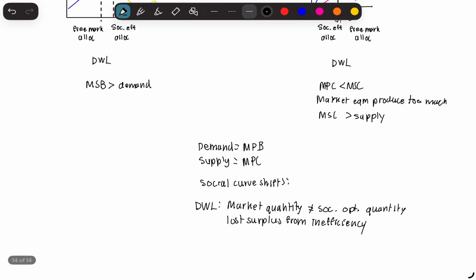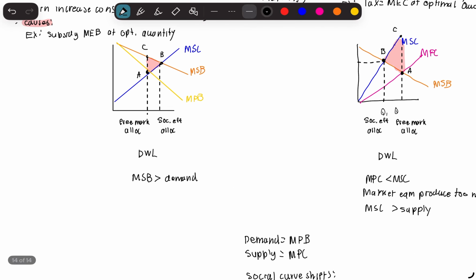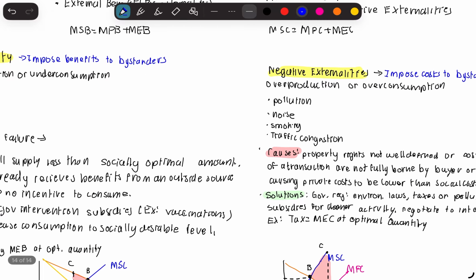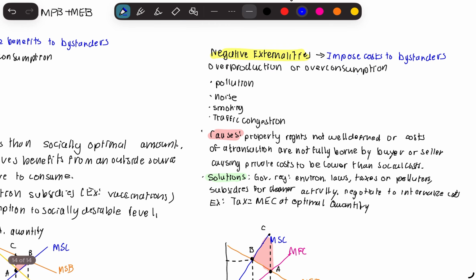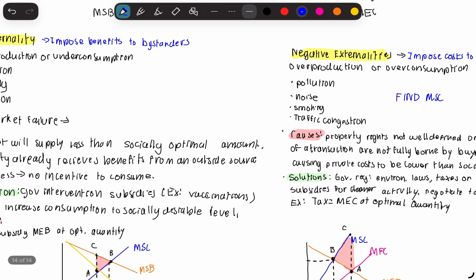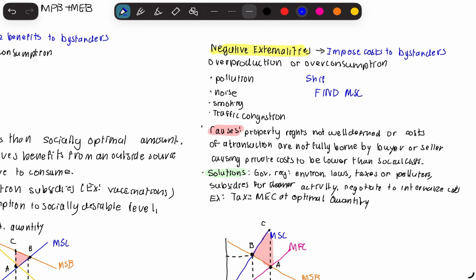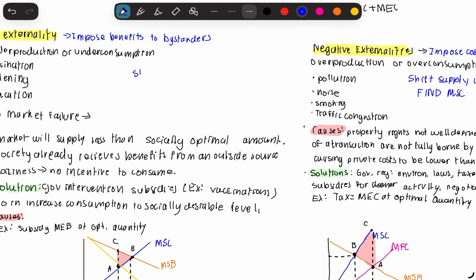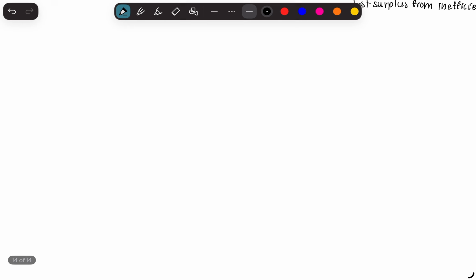When you see that you have an external cost, which is this, you want to find your MSC and you want to shift supply up. Here you want to shift demand up and you want to find MSB. Now let's move on to the idea of the tragedy of commons.